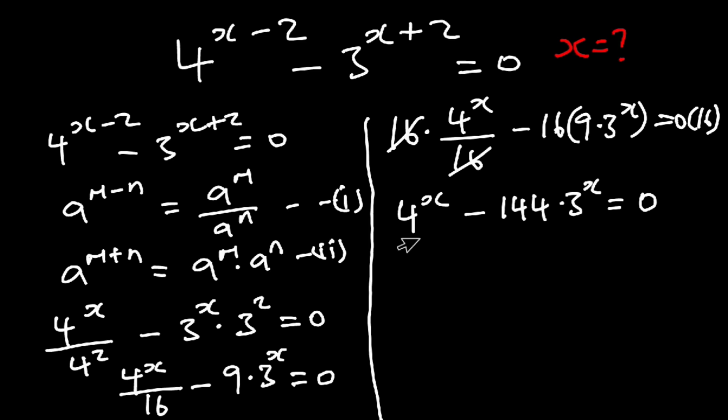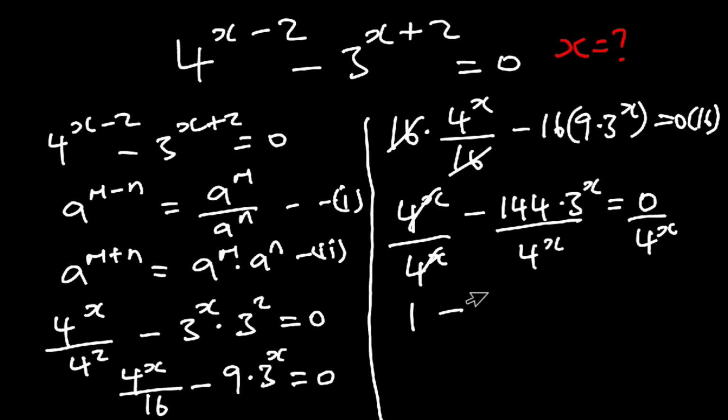Now let's divide both sides by 4 raised to power x. We did this so we can have 3 raised to power x and 4 raised to power x in the same fraction. So this and this will cancel. We have 1 minus 144 multiplied by 3 raised to power x over 4 raised to power x equals 0 divided by 4 raised to power x, which is 0.